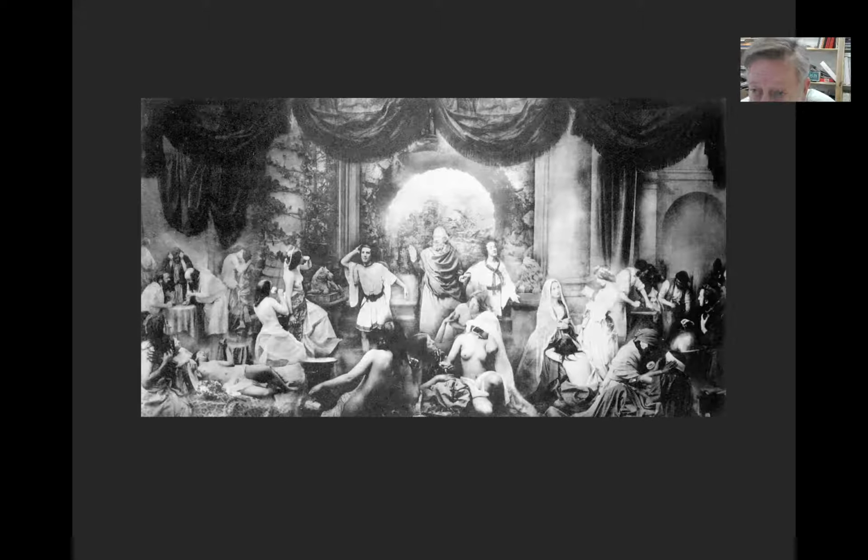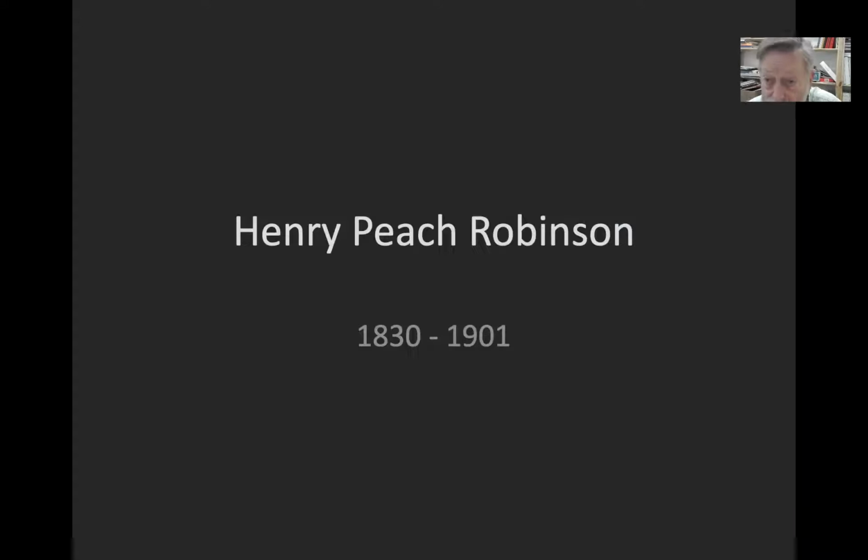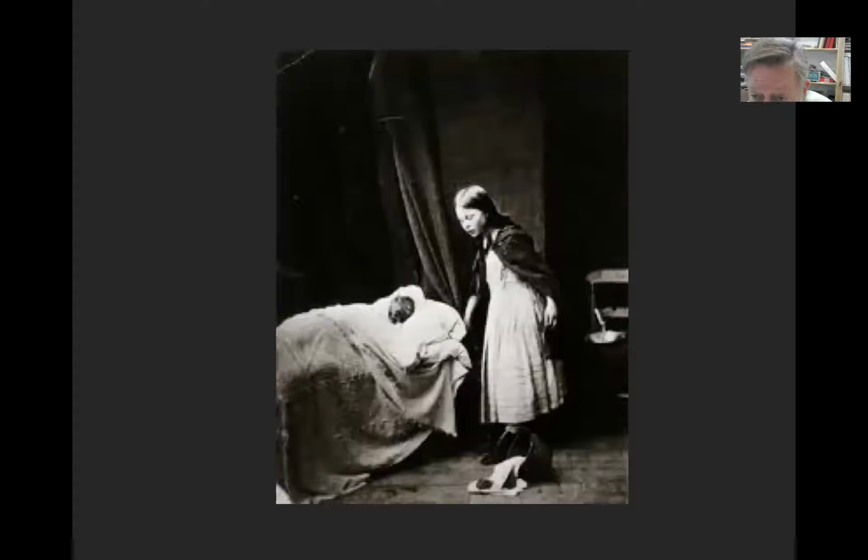So up, way up in that archway, near the top, just below the draped curtain, is the spirit of the mother. And these are all the figures, or individual negatives of people who were dropped in, or double printed in. Combination printing, remember, that's what we're looking at here. Henry Peach Robinson, the inventor of combination printing.